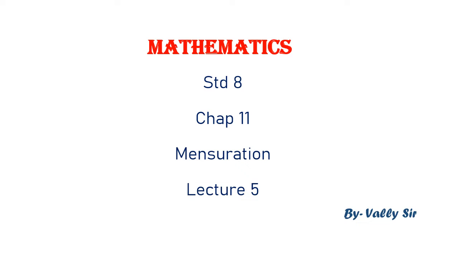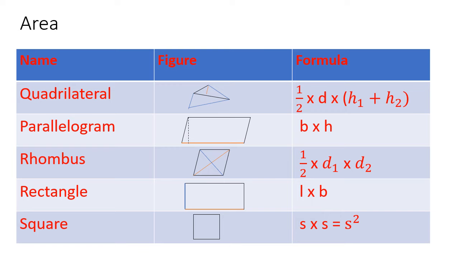So, we have done the area so far. These were the formulas that we revised. I hope you have learned the formulas by now. The area of the quadrilateral is half d (h1 plus h2). I hope you remember what d is. d is the length of one diagonal, h1 is one altitude, and h2 is the second altitude. This is h2 and this is h1.